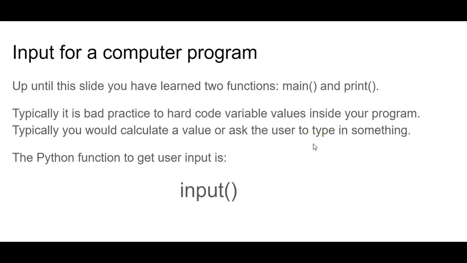Up until this slide, you've learned two functions, main and print. Typically, it's bad practice to hard code variable values inside your program, such as age equals 5 or value 1 equals 9. Typically, you would calculate a value or ask a user to type something in. The Python function to get user input is input.